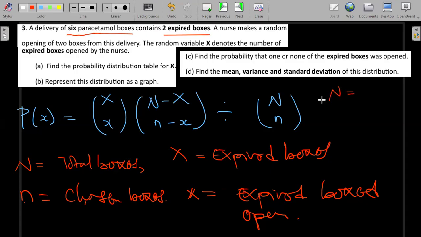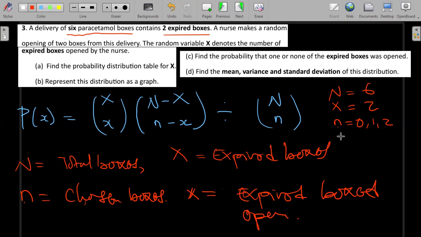The capital letter N, the total boxes, is just 6. The capital letter X, the expired boxes, is just 2. And the small letter n is the chosen boxes. These ones are going to differ. From those 6 boxes that you have, you can either choose 0 boxes that are expired, or you can choose 1, or at most you can choose 2. So this one is going to be changing.